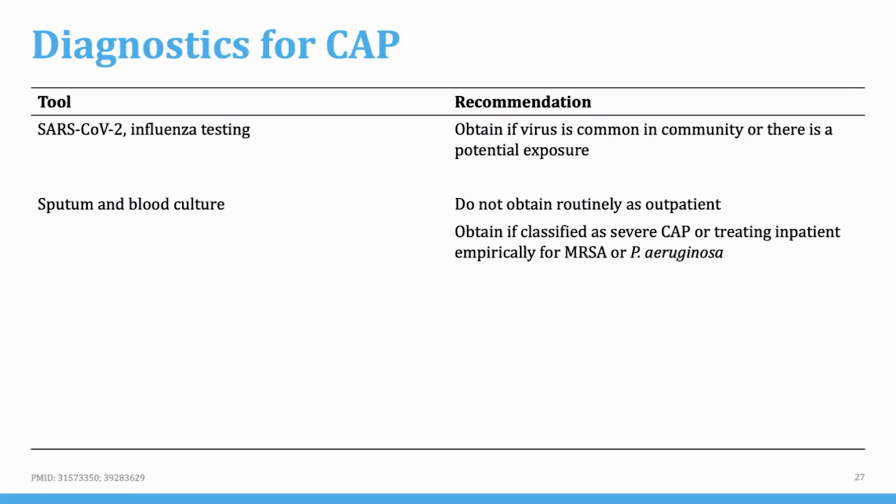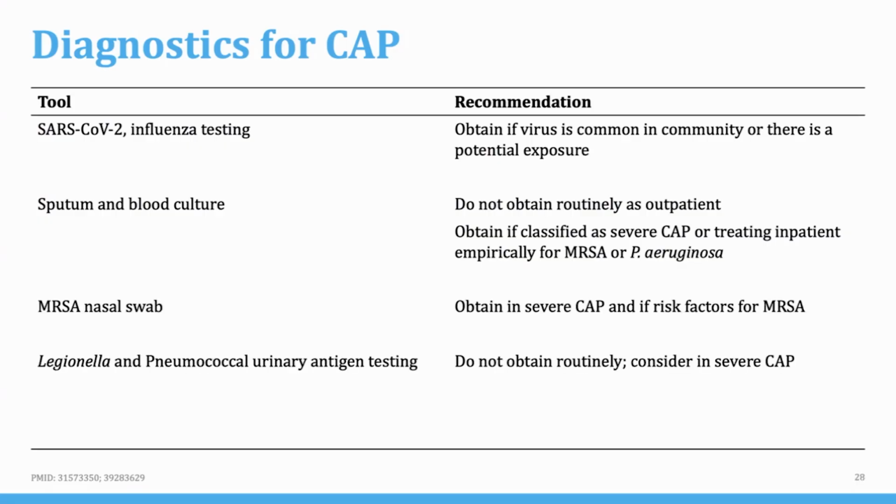Sputum and blood cultures, however, should not be obtained routinely, particularly in the outpatient setting. You should really only think about obtaining them if you're classifying the disease as severe CAP or if you're treating inpatient empirically for MRSA or Pseudomonas. The MRSA nasal swab should also be utilized in severe CAP and if there are risk factors for MRSA. Legionella and pneumococcal urinary antigen testing should not be obtained routinely. You could consider it if they're available when treating severe CAP.